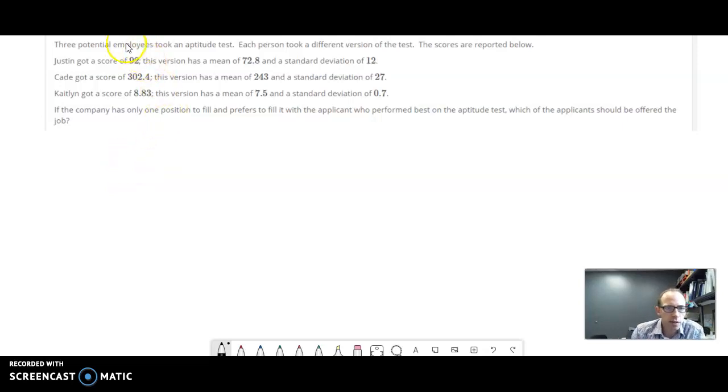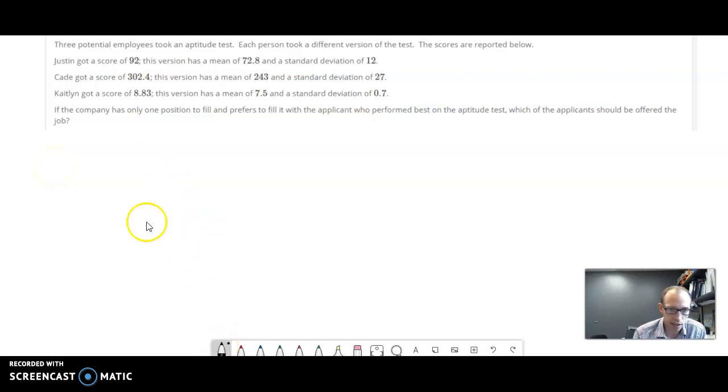Okay, so how do we compare different items that are being measured on different scales? In this particular case, we have employees taking an aptitude test. We have three different scores, but the three tests have different means and standard deviations. So we want to put them on a single scale. In other words, we want to standardize it. So standard scores are also known as z-scores.